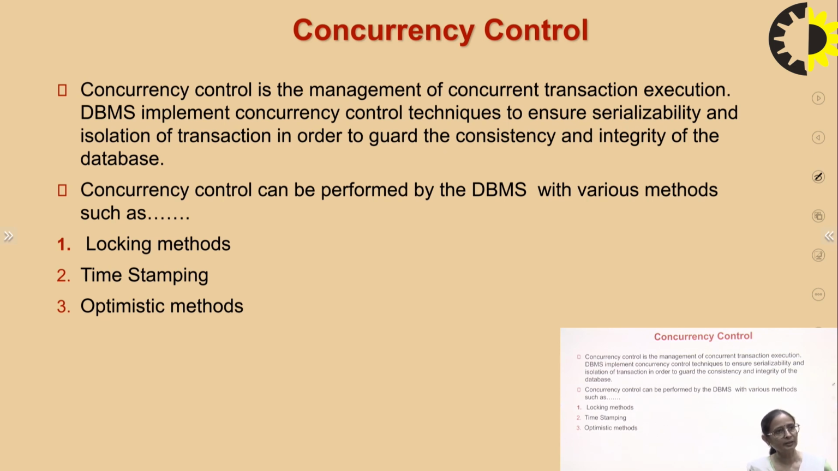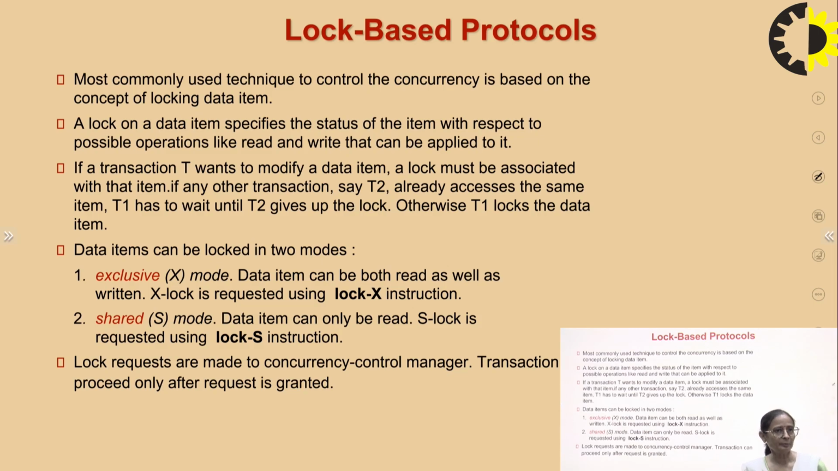Concurrency control can be performed by the DBMS with various methods. What are these methods? We will discuss them one by one. We have locking methods, time stamping methods, and another category, the optimistic methods, and log-based methods. The most commonly used technique to control concurrency is based on the concept of locking the data item.